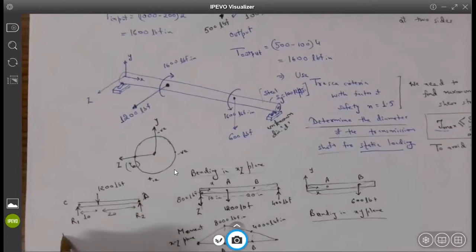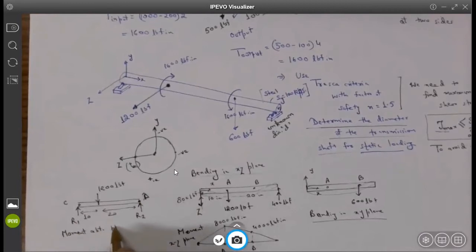What? It would go 20 times 1,000. Moment, just a minute, about point D. Can you tell me what it will be equal to? 20 times 1,200. Okay, and it will be positive or negative? Negative. Okay, let's say it's negative. And then you have 30 times R1. Perfect. And that should be equal to 0 for static equilibrium, right?